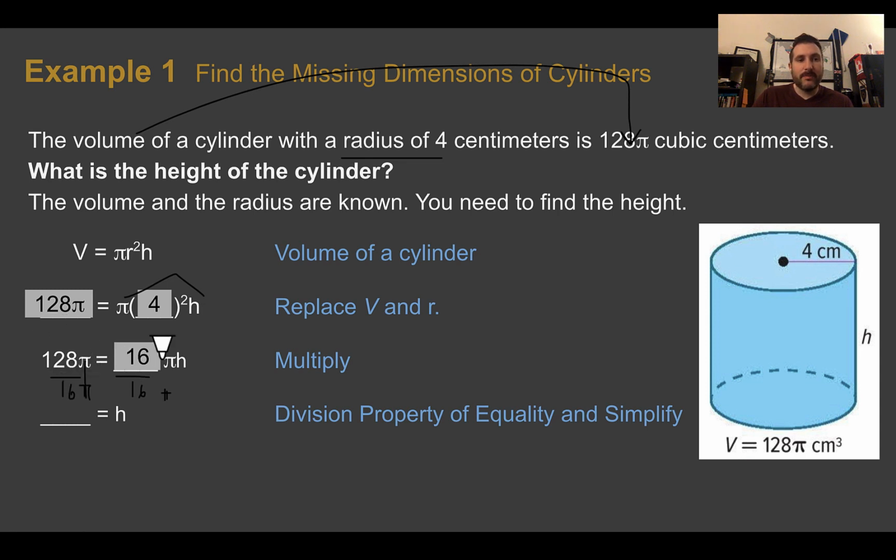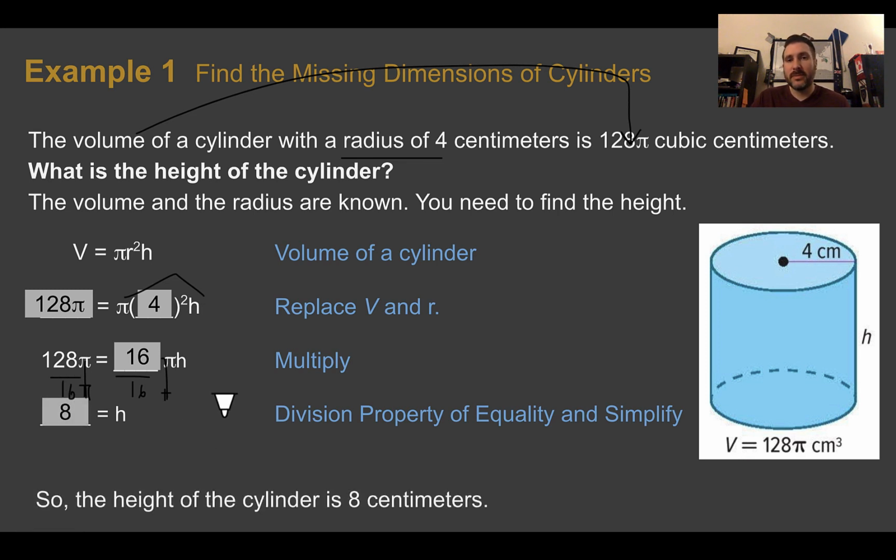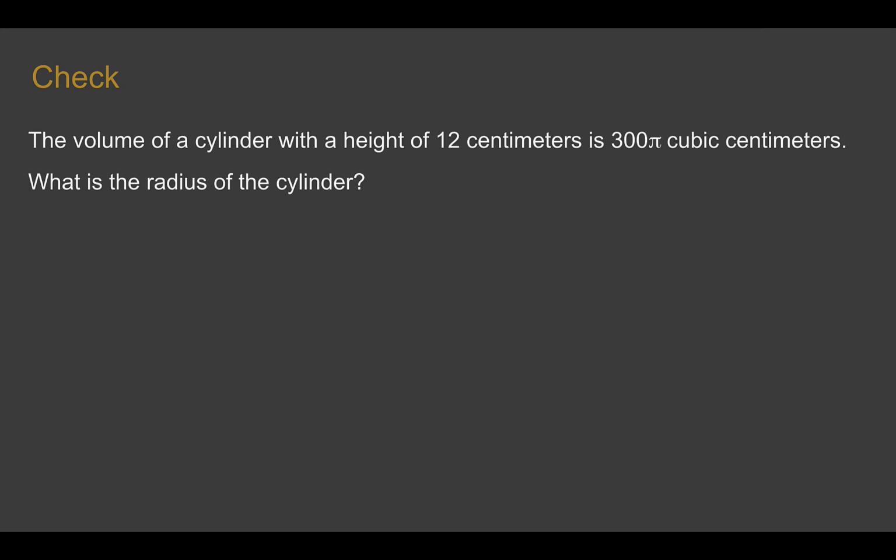So the pi's will cancel out. 128 divided by 16 is 8. So our height here is 8 centimeters. Check your understanding. Read through the situation to calculate the radius of the cylinder. Pause the video now and complete the check.